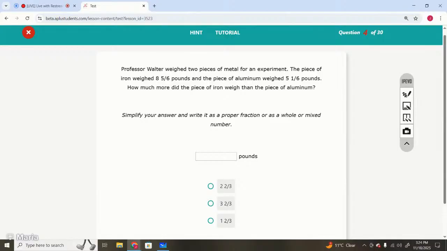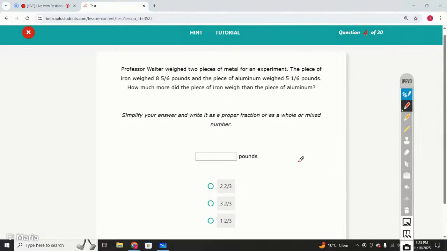Professor Walter weighed two pieces of metal for an experiment. The piece of iron weighed 8 whole 5 by 6 pounds and the piece of aluminium weighed 5 whole 1 by 6 pounds. How much more did the piece of iron weigh than the piece of aluminium? So 8 whole 5 by 6 minus 5 whole 1 by 6. So which is the correct option?